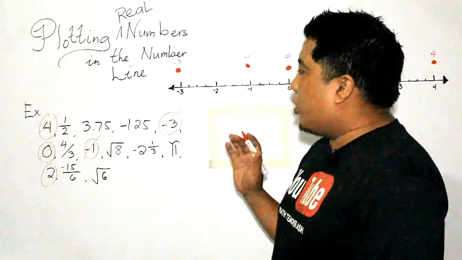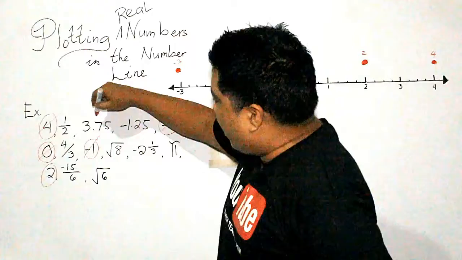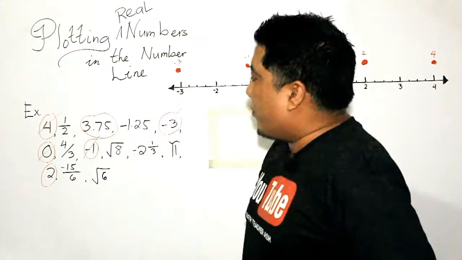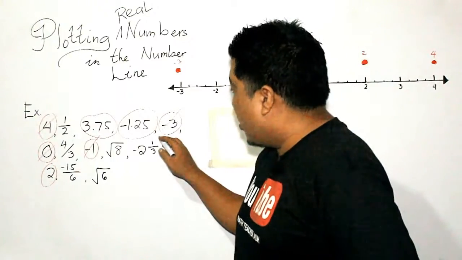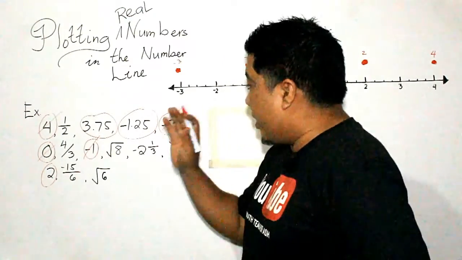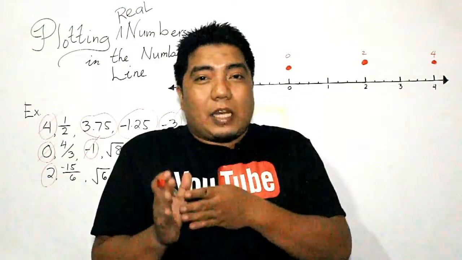Now let us start with our decimals. Our decimals here are 3.75 and negative 1.25. So, let's start with the 3.75.